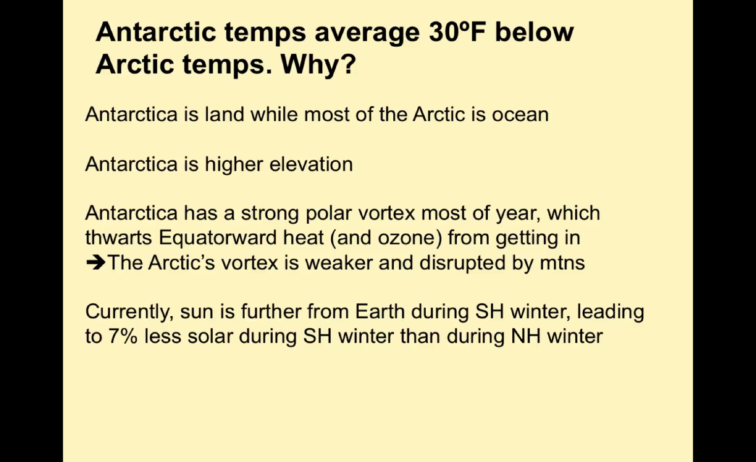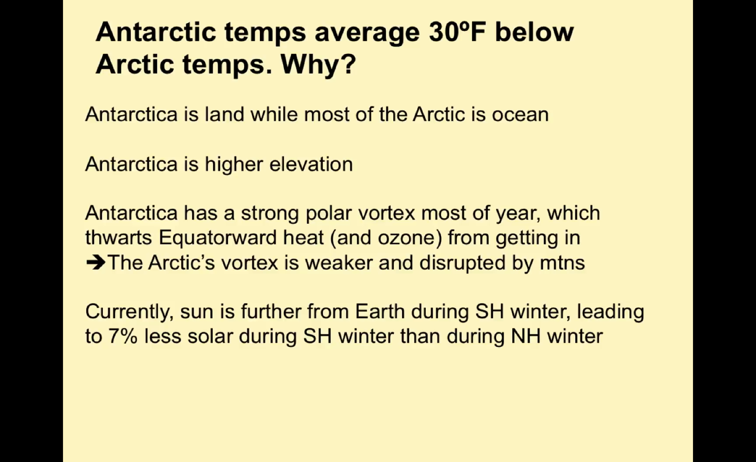Why? Antarctica is land while most of the Arctic is ocean. We've seen that there's a large transport of heat by the ocean. So the ocean can deliver heat to the Arctic, but it can't deliver heat to the center of Antarctica because it's land. Antarctica is also much higher elevation. Antarctica gets up to 4 kilometers deep of ice.